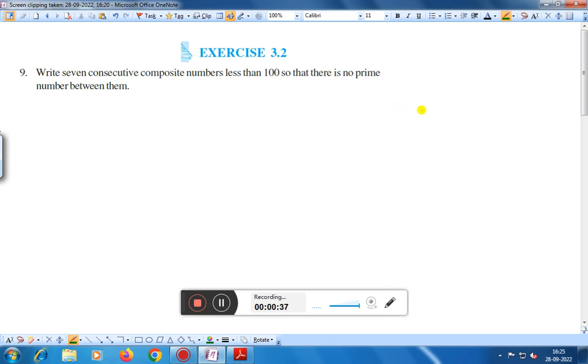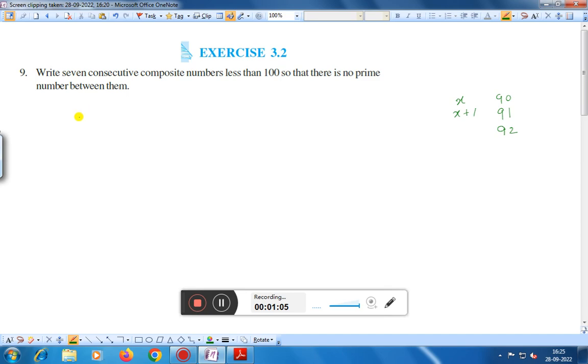And consecutive means the next one. Suppose one number is x, the next consecutive number will be x plus 1. That is, if x is equal to 90, then the consecutive number will be 90 plus 1, 91. The next consecutive number is 92. Right? Like this. Now write 7 consecutive composite numbers less than 100 so that there is no prime number.